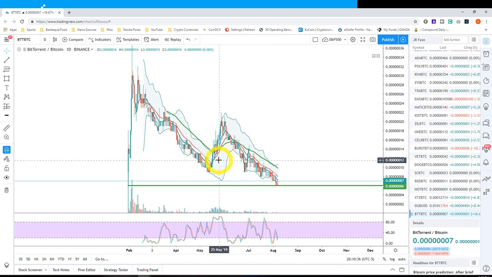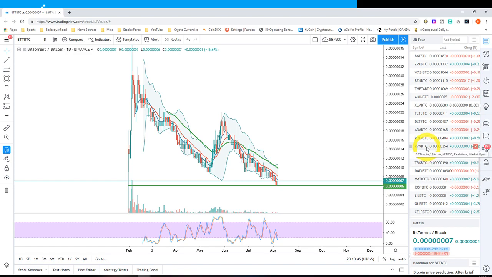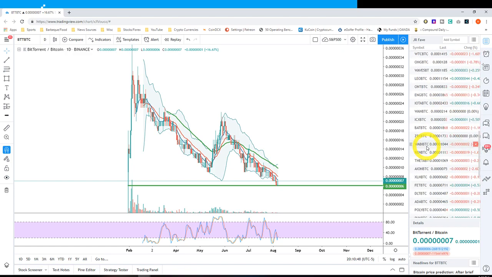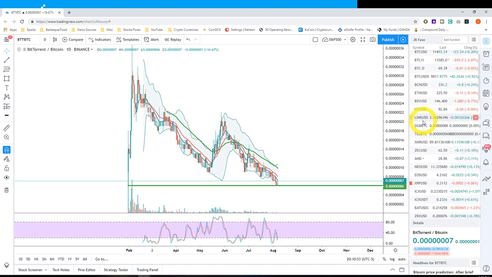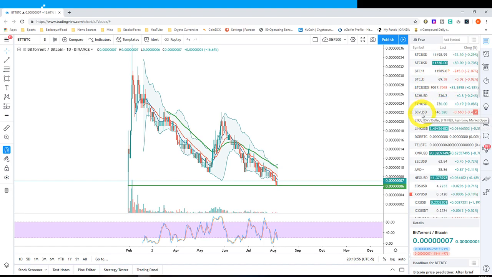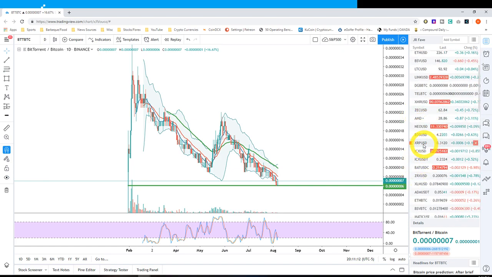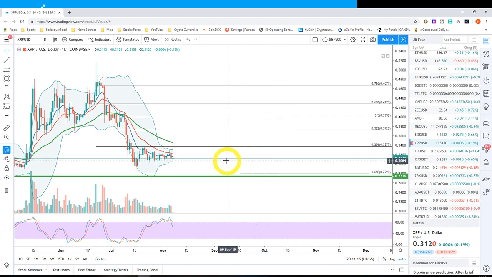So, let's see. What else do we got? Man, God, I got so many charts in here. Unbelievable. What else? At one point, I had everything nice and organized, and then I came home one night and everything was all jacked up. And I was too tired to move everything back the way it was. Oh gosh, XRP. Ugh.